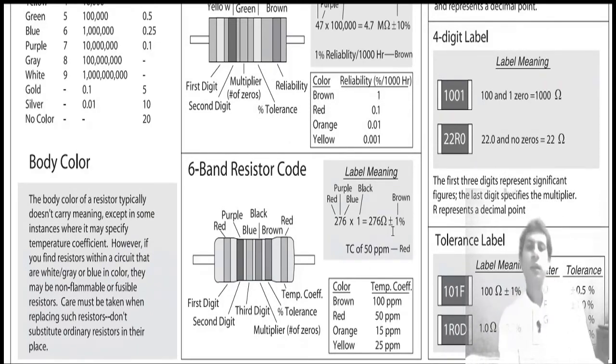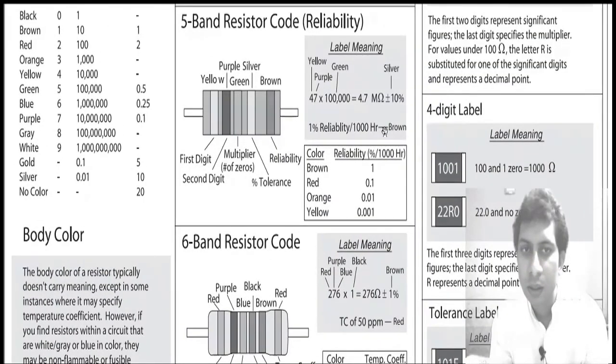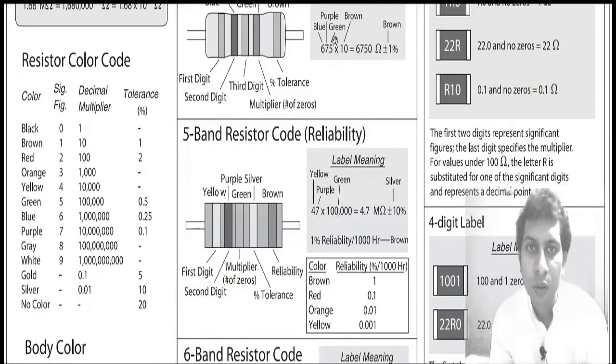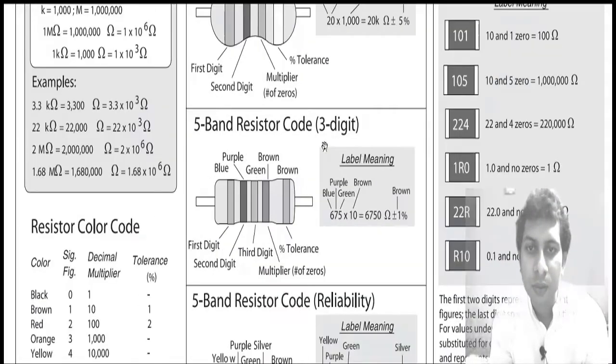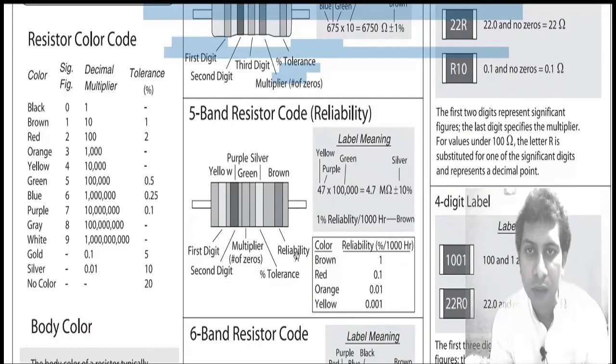This can be used when we take care of the 6 bands of a resistor. Somewhere you can find a 4 color band, somewhere you will find 5 color resistor codes, or somewhere you will have this 6 color band.